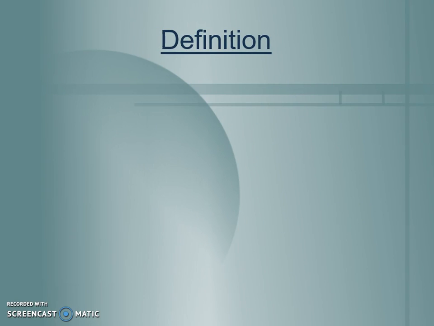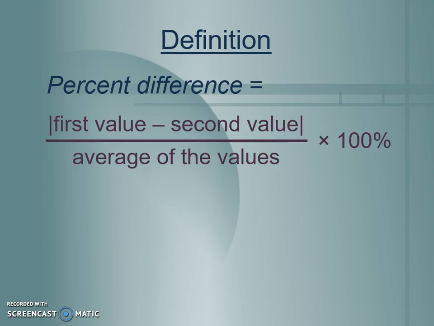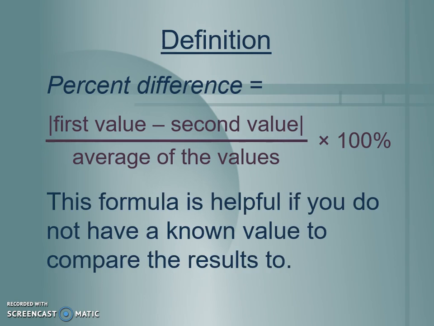And last but not least is percent difference. So for percent difference, this is our equation. The absolute value of the first value minus the second value divided by the average of the values times 100%. So this formula is helpful if you do not have a known value to compare the results to.